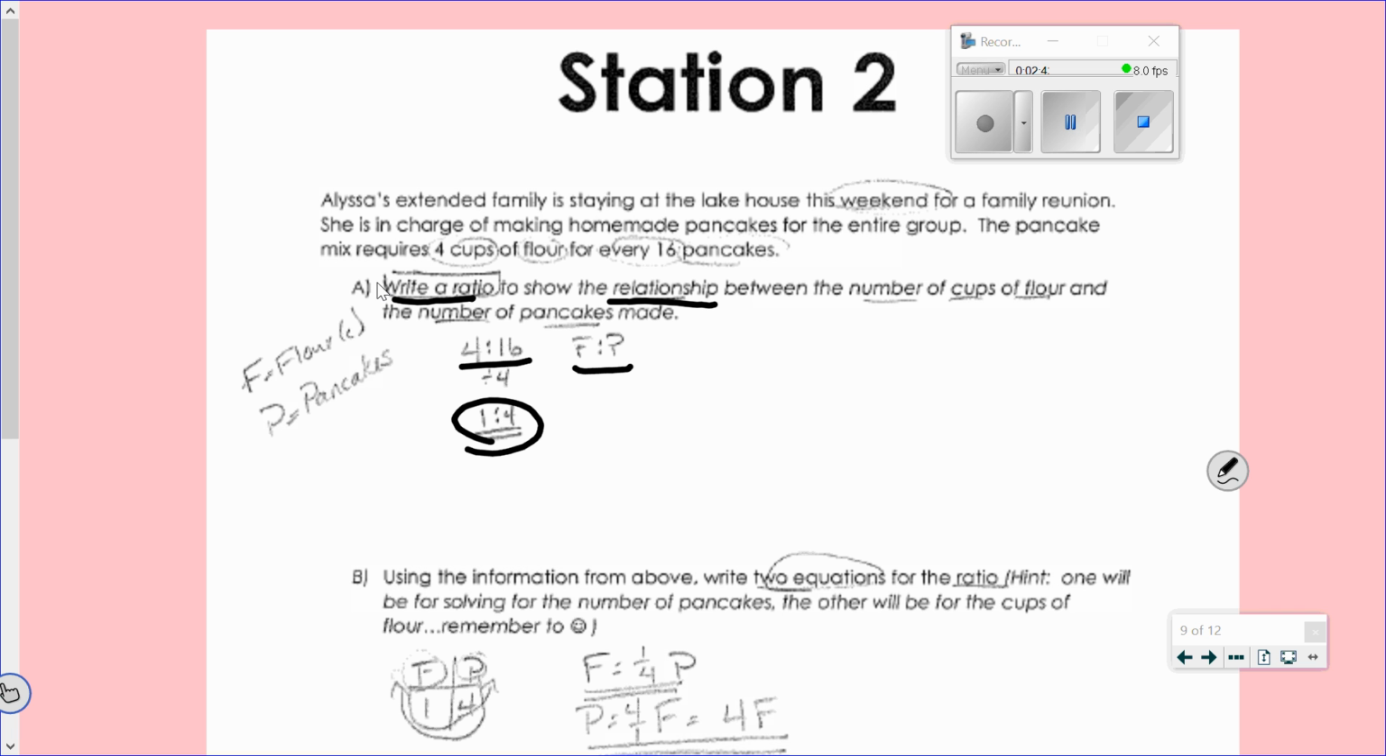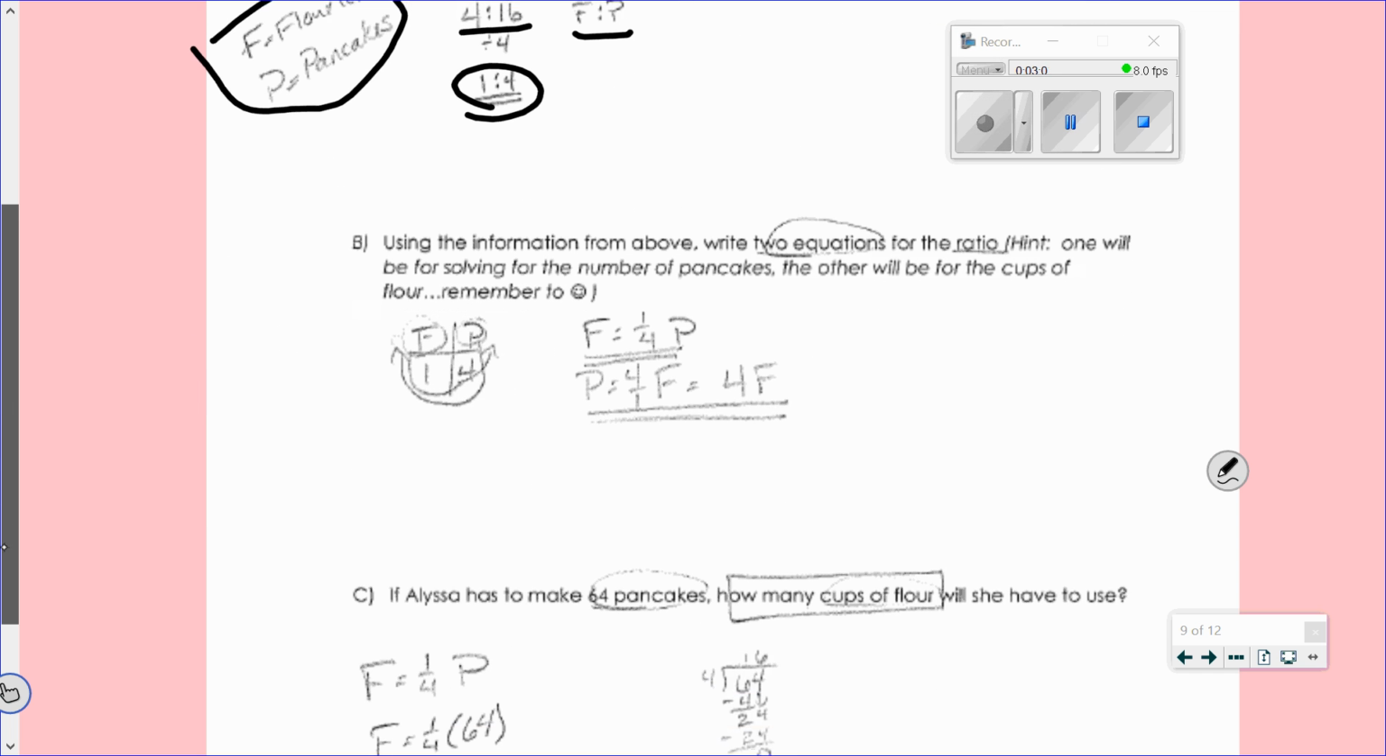Relationship. I did variables again, but I again identified my variables. F is cups of flour, P is pancakes. Okay? Do I need to do anything else on that one? Simplify it. I did simplify it. That's why I have 1 to 4. Okay? Part B on this one.